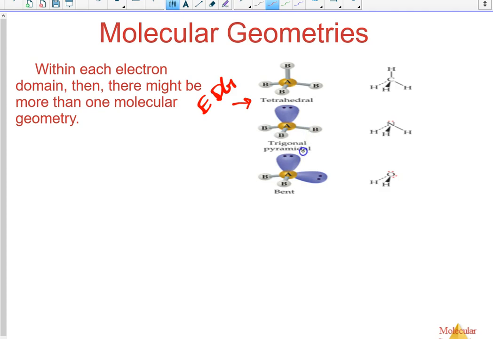We can have trigonal pyramidal. The difference between trigonal pyramidal and planar is that these are bent away from just being planar. So it's still three things. So that's where the trigonal comes from. But since it's bent or nonlinear, we call it pyramidal.